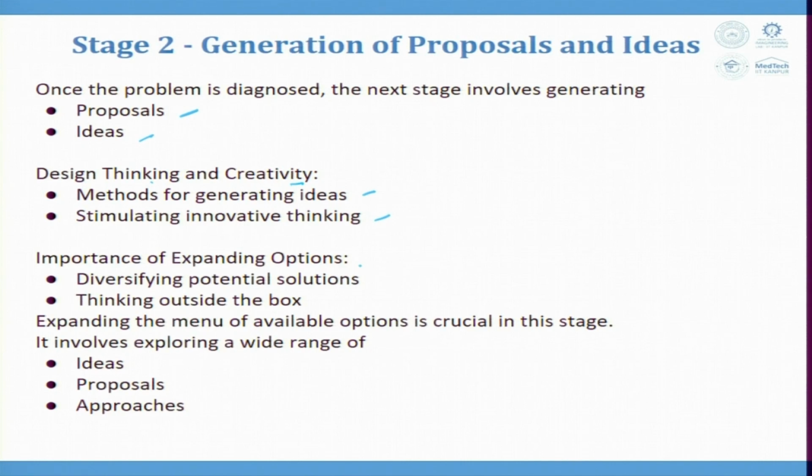The importance of expanding options is diversifying potential solutions, and thinking out of the box is very important. When we look for innovative solutions, we are always expected to think out of the box. Expanding the menu of available options is crucial in this stage. It involves exploring a wide range of ideas, proposals and approaches. So, generation of proposals and ideas is a very important stage in the social innovation cycle.